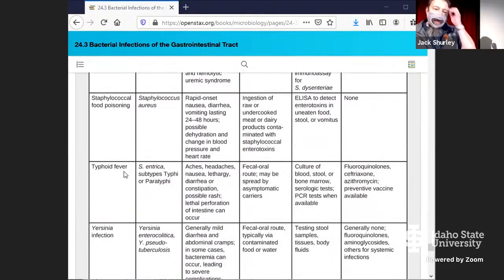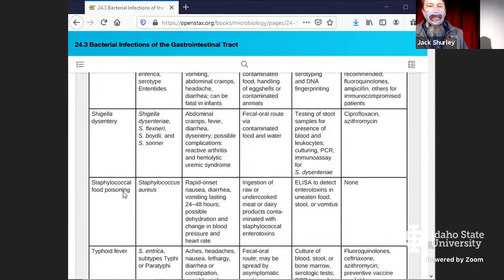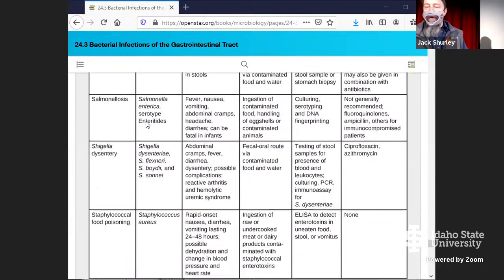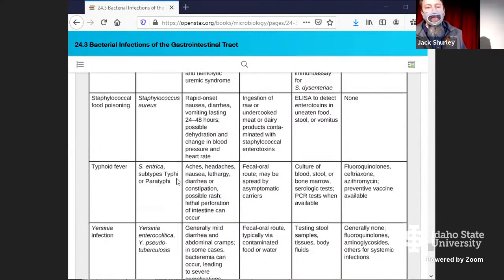Typhoid fever, this another salmonella up here, but not enterica. This is Salmonella typhi or paratyphi. So with this, it's definitely more of a concern. Aches, headaches, nausea, lethargy, diarrhea and constipation possible, right? Diarrhea or constipation, why not both? You know that's bad news. So it does have the potential to be spread by asymptomatic carriers.